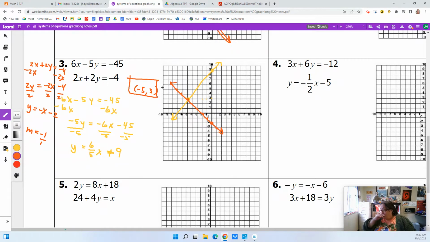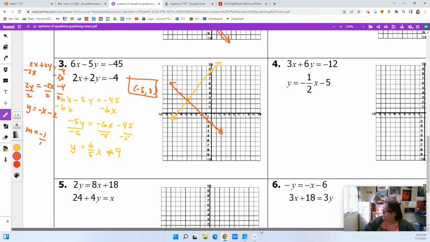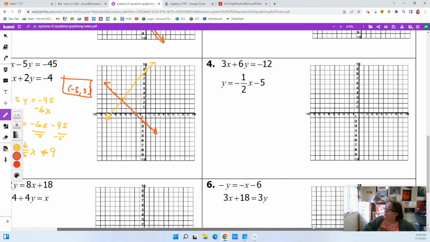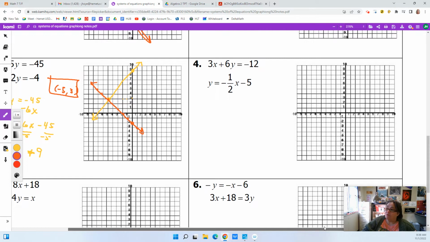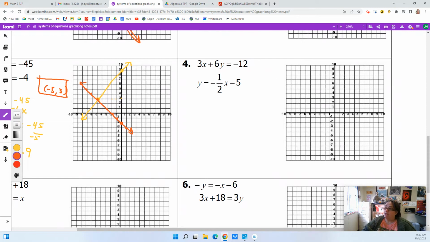We're only going to do 2 more because they have different types of solution sets. So we're going to switch over here to number 4. Now, one of these equations is already written in slope-intercept form, but if we look at the first one, it is not. So we've got to take this 3x plus 6y equals negative 12 and get it into our slope-intercept form.